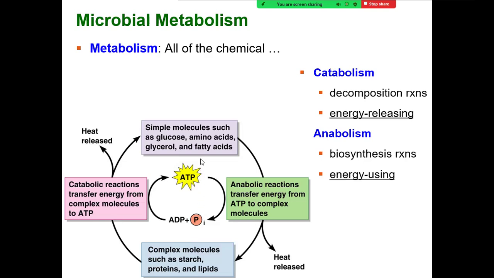You need to add energy to change a simple molecule into a larger, complex molecule. That's because the simple molecules have less energy in them than the complex molecules. So anabolism is an energy using reaction.